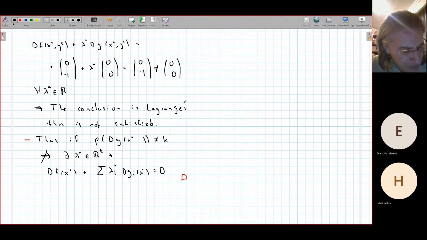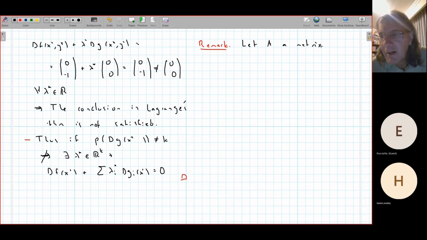Before I dismiss you, I'd like to recall a quick definition. Actually, it's not a definition, it's a property that we are going to use later on, and I'm going to consider this as a remark. Suppose that you have a square matrix. Let A be a matrix of size n by n.